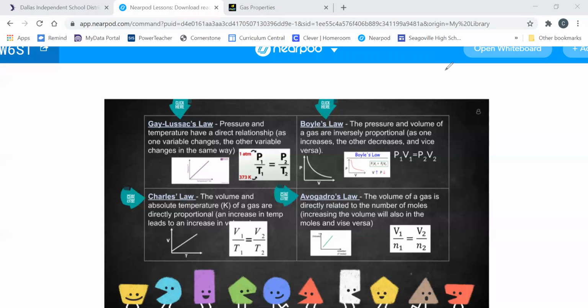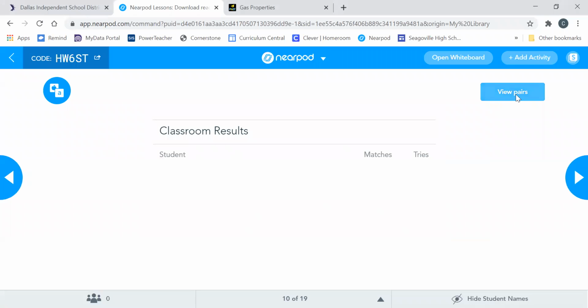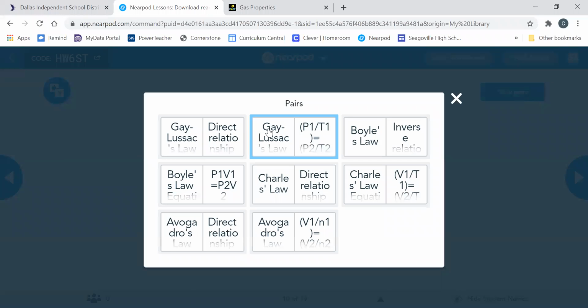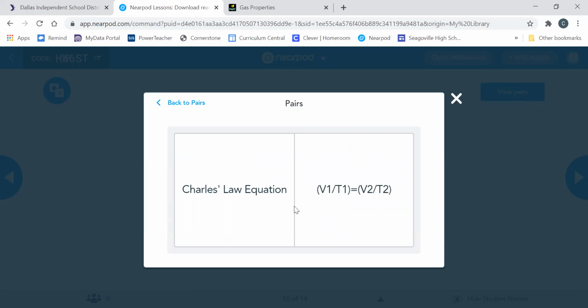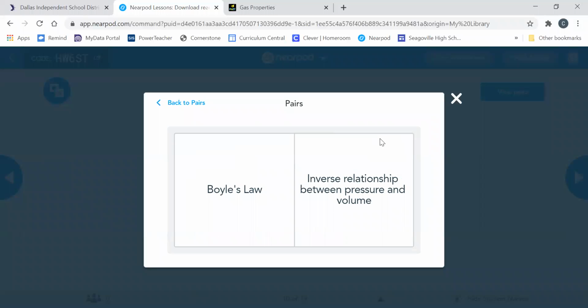And do we need to memorize the formulas? No, we don't need to memorize the formulas. You guys just need to know how they look and how to use them. You don't need to memorize them, but you do need to know which one is which. So if you see volume and temperature, that's Charles's law. If you see pressure and volume, that is Boyle's law. This is also the only one that is an inverse, an inverse between pressure and volume.